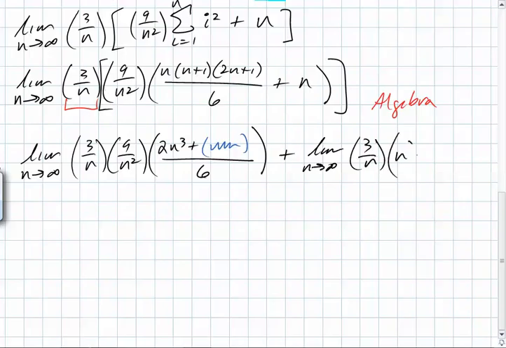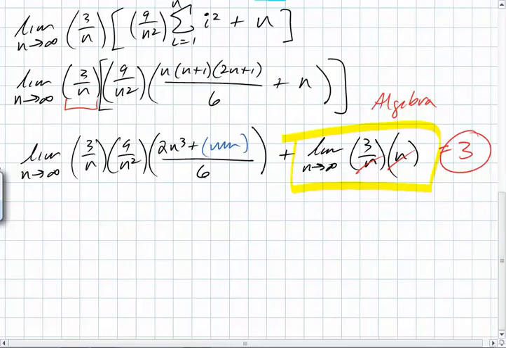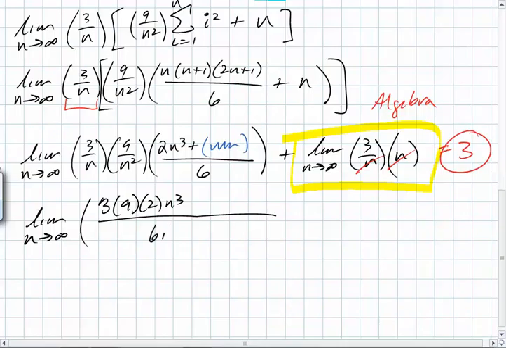Now, which one's really nice to do? This one, because what cancels? What's the limit as n goes to infinity of 3? It's just 3. Are we okay with that? Okay, so what does this become? This becomes the limit as n goes to infinity of 3 times 9 times 2 times n cubed all over 6n cubed. And there's still plus something here, right? Do we really care? We don't. This is plus 3. Okay, that's nice.